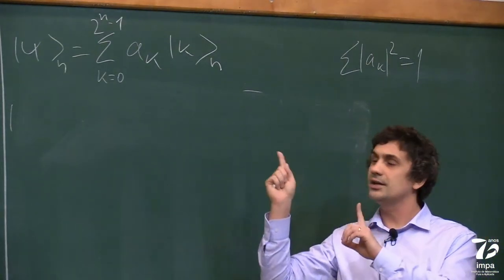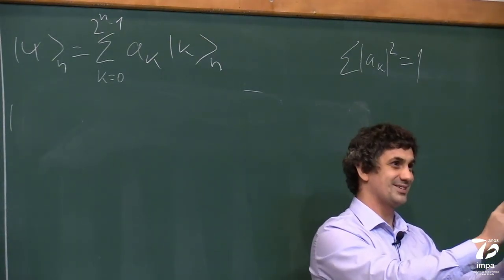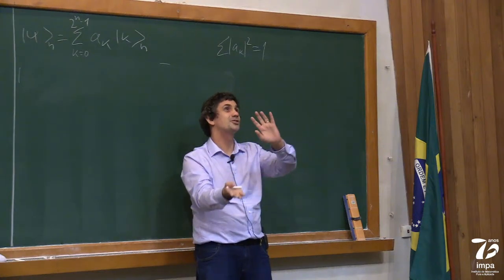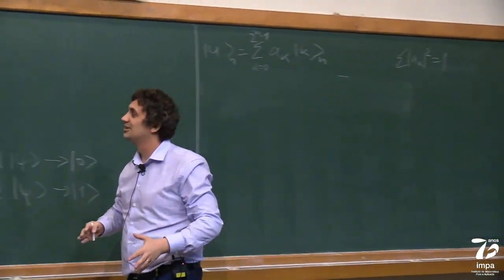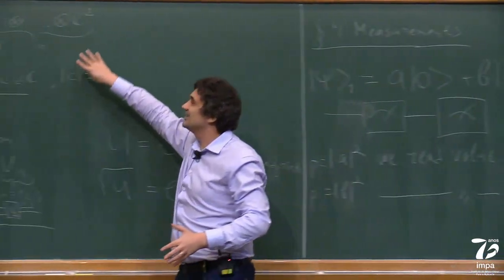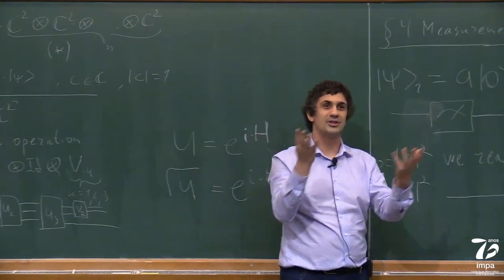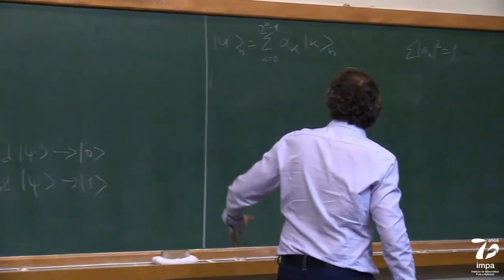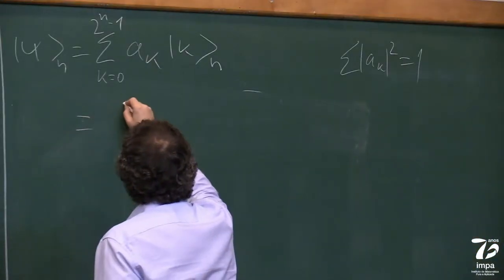Now I try to measure the first qubit, yes? If you want to measure some intermediate one, you need to reorder them. But actually, if you follow your intuition, you will be correct. So there is nothing against this, yes? Then I will write it as two sums.